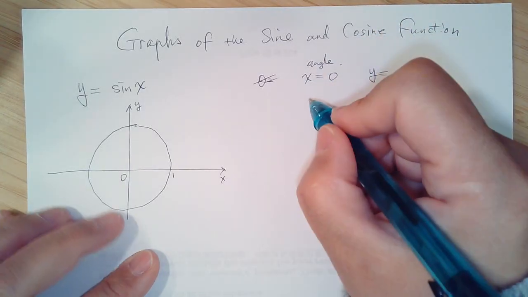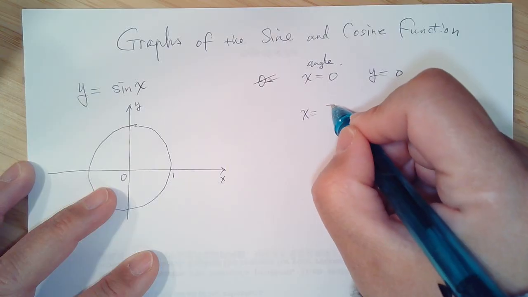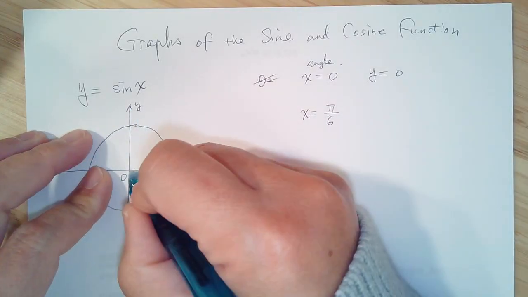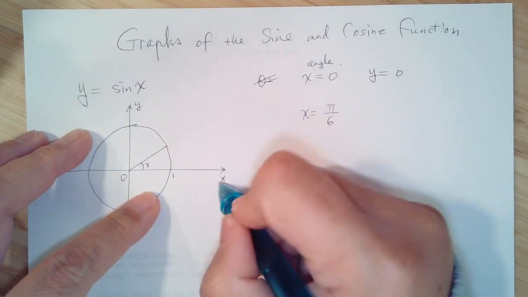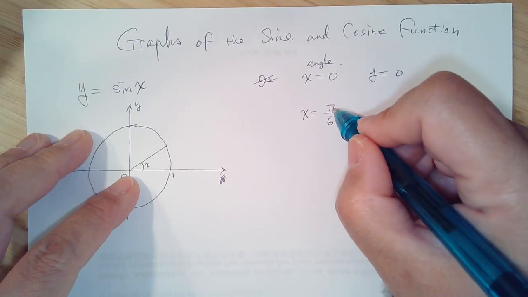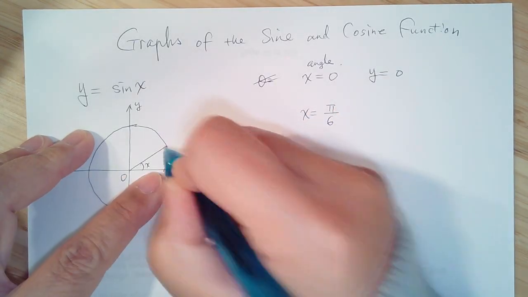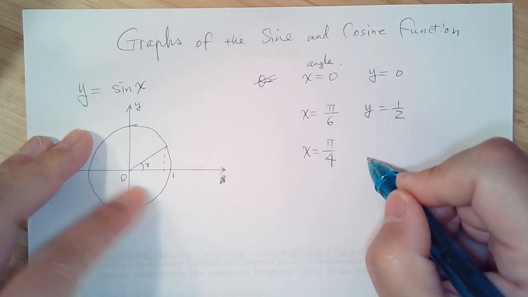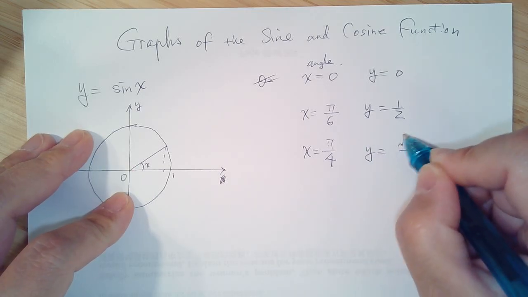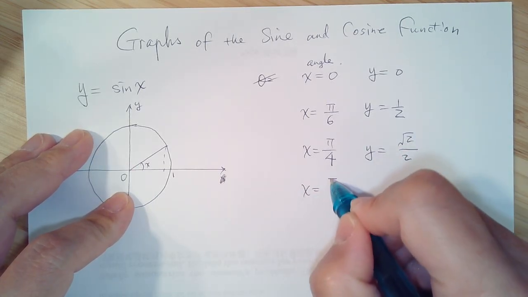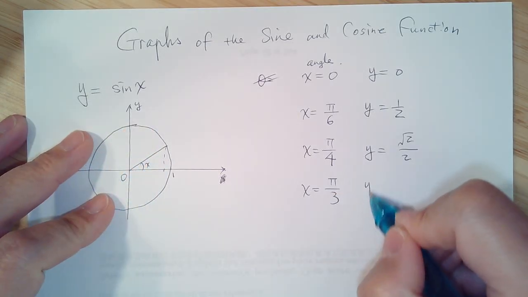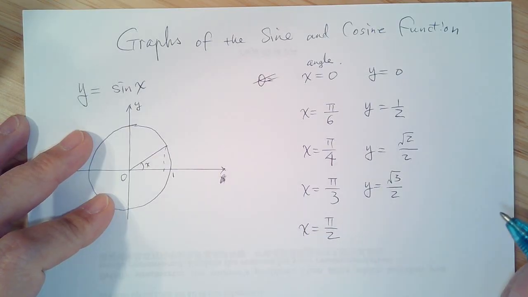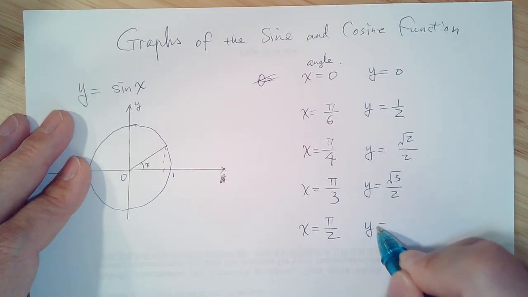Okay. And when x equals pi over 6, which is 30 degrees, then the sine of 30 degrees, that lift up is 1/2. Y is 1/2. And when x is pi over 4, that's 45 degrees, and y is square root of 2 over 2. And when x is pi over 3, that is 60 degrees, then y is root 3 over 2. And when x equals pi over 2, that's exactly 90 degrees, then my y will be 1.